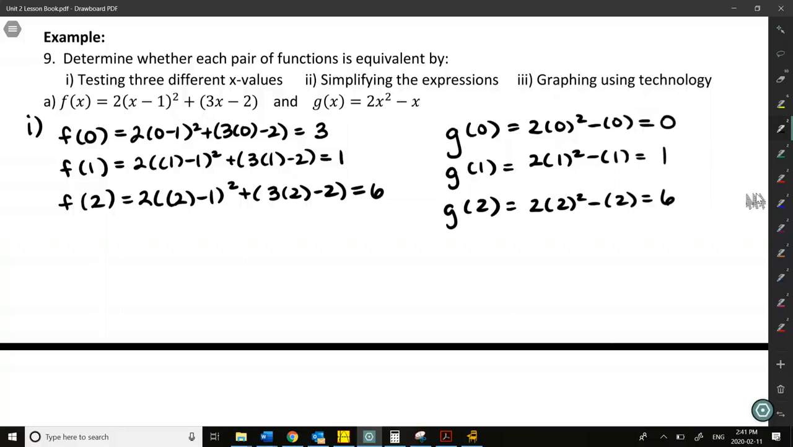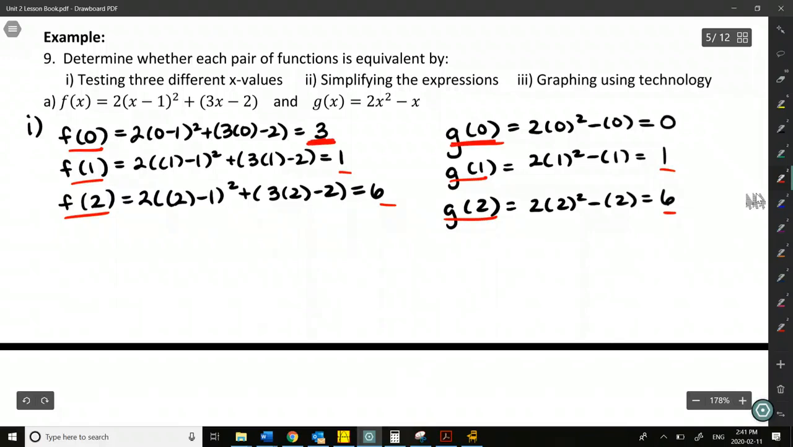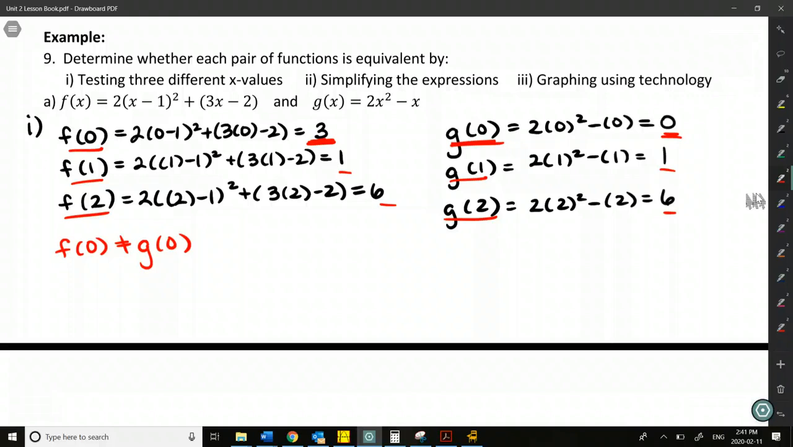No. Why not, Declan? Because if they're equivalent, they would have the same x value, or same y value. Right, so although f at 1 and g at 1 are equal, and f at 2 and g at 2, they both give us 1 and 6, f at 0 is equal to 3, and g at 0 is equal to 0. So automatically, if f at 0 doesn't equal g at 0, we can say these expressions are not equivalent, as long as I've calculated correctly.